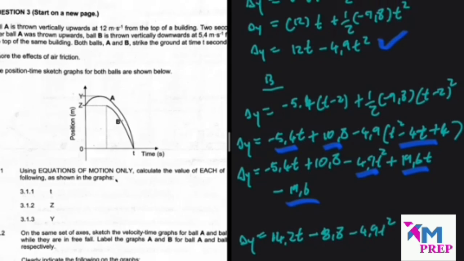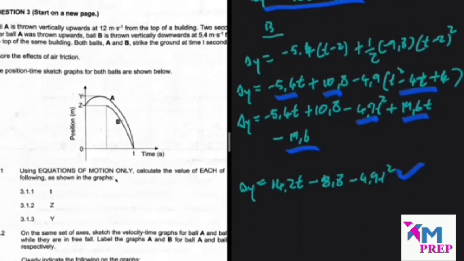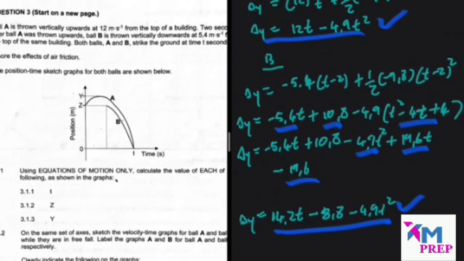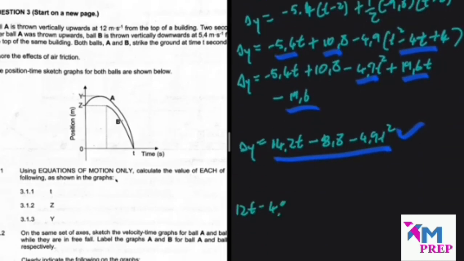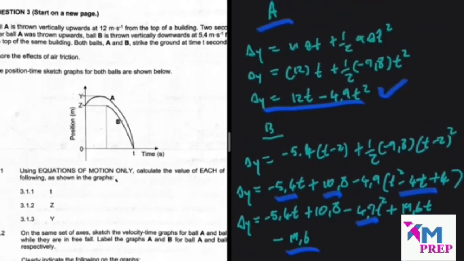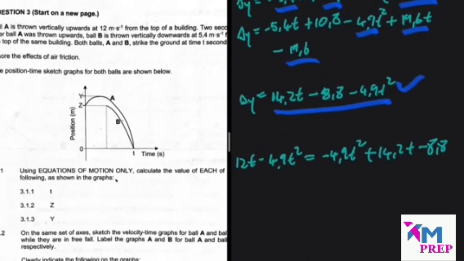So we can equate these two things, because they are both equal to delta y. So 12t minus 4.9t squared is equal to minus 4.9t squared plus 14.2t minus 8.8. Okay, let me just verify. Yeah, this is fine. Obviously we have minus 4.9t squared and plus 4.9t squared, so we can just drop that.